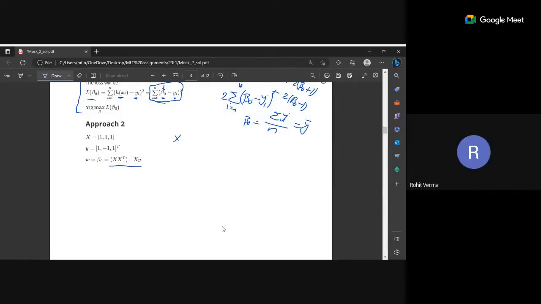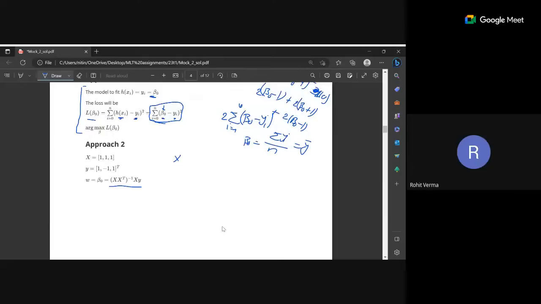So, when you do this summation, beta naught minus yi whole square, and take the differentiation and put it to zero, it will become 2 times the summation of beta naught minus yi. If you set it to 0, it means 2 and beta naught minus summation over yi's. The 2 will be on both sides, so that goes away. So beta naught will become summation over yi's by n, right? This is your mean. Got it. Thank you.